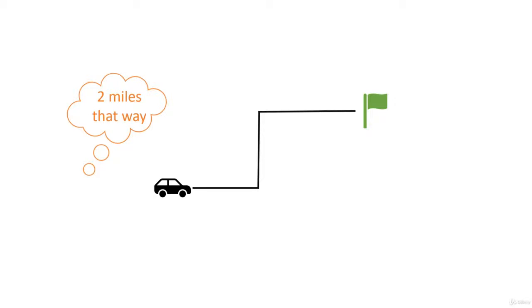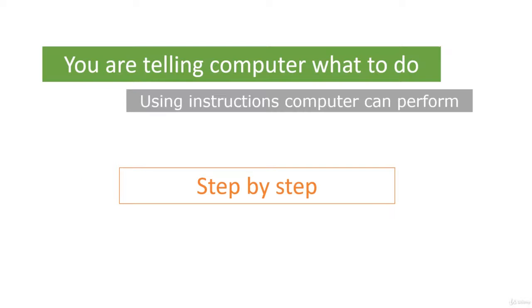Same way with a computer. You cannot tell a computer, hey, do this app. No, you have to tell it, print this on a screen, take that from the user, multiply this and that, and print the result. So, the important thing from this lesson is that you are telling the computer what to do step by step, using instructions that the computer can perform.